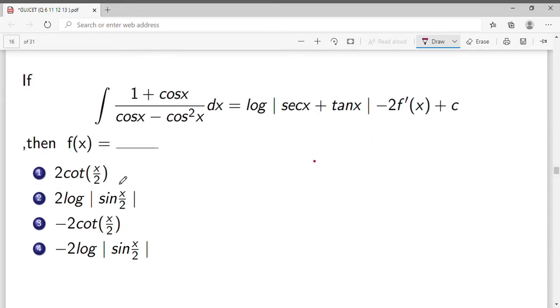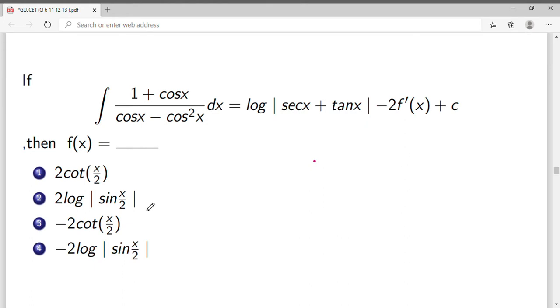Here four options are given. First option is 2 cot x by 2. Second option is 2 log mod sin x by 2. Third option is minus 2 cot x by 2. And fourth option is minus 2 log mod sin x by 2.